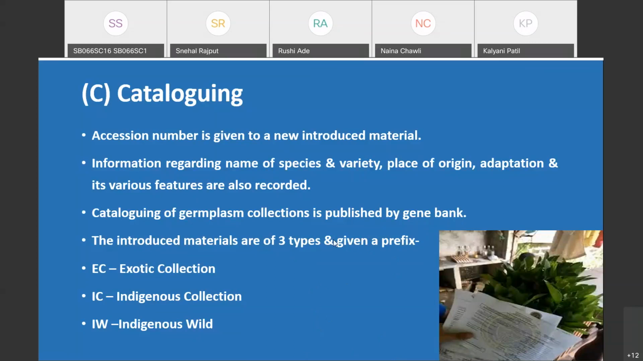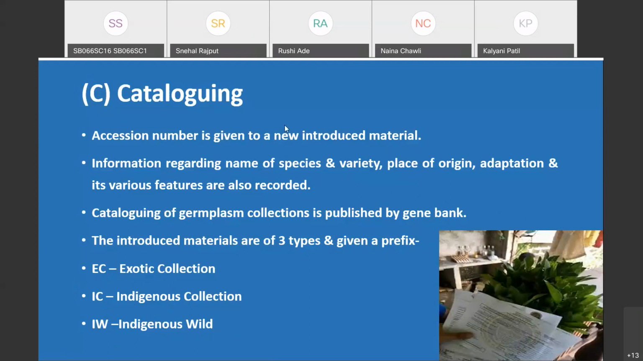Okay, then the cataloging of germplasm collections is published by the gene bank. The introduced materials are of three types and are given a prefix here. The capital EC denotes the exotic collection, then IC, indigenous collection, and IW, indigenous wild plant. Okay, that process is called cataloging.